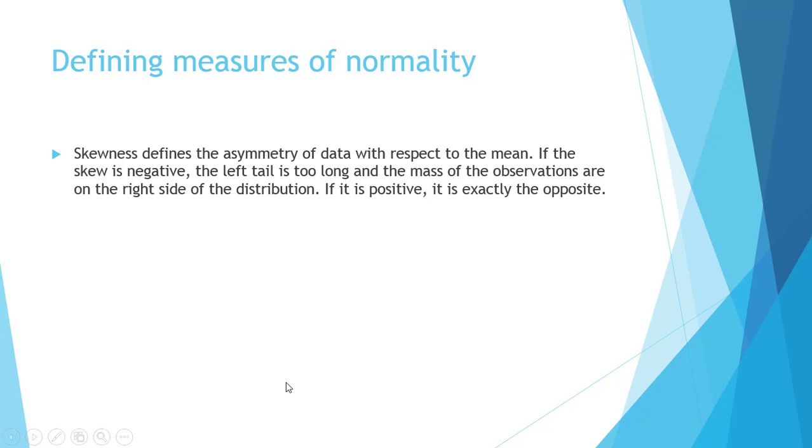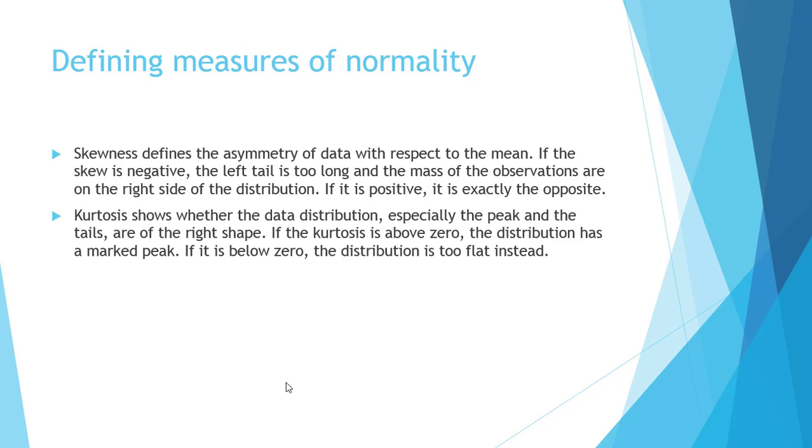Next we will see skewness. Skewness defines the asymmetry of data with respect to the mean. If the skew is negative, the left tail is too long and the mass of the observations is on the right side of the distribution. If it is positive, it is exactly the opposite. Kurtosis shows whether the data distribution, especially the peak and the tails, is of the right shape. If the kurtosis is above 0, the distribution has a marked peak, and if it is below 0, the distribution is too flat instead.